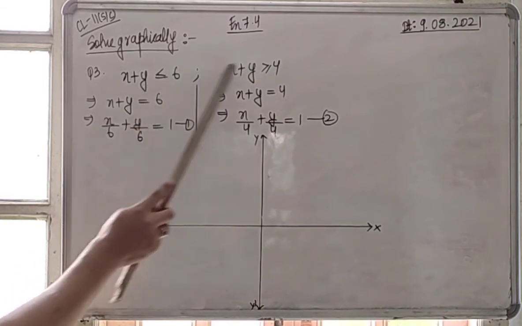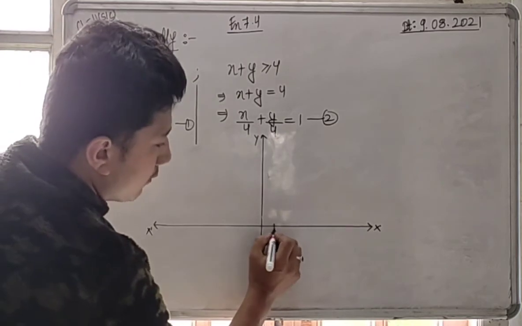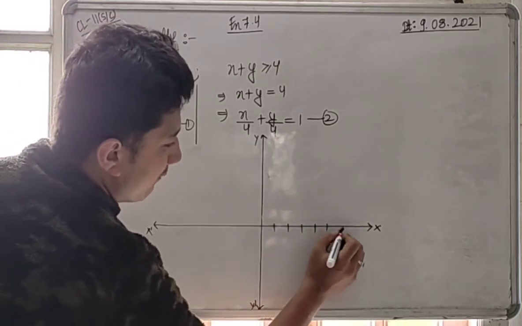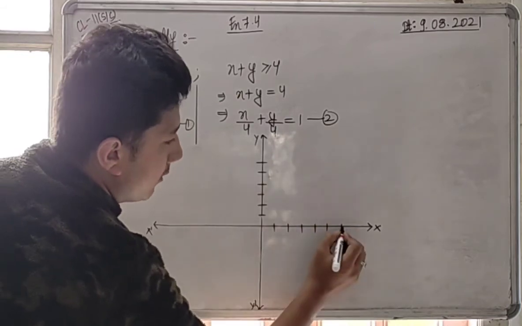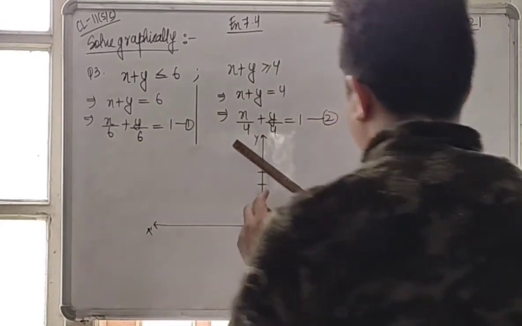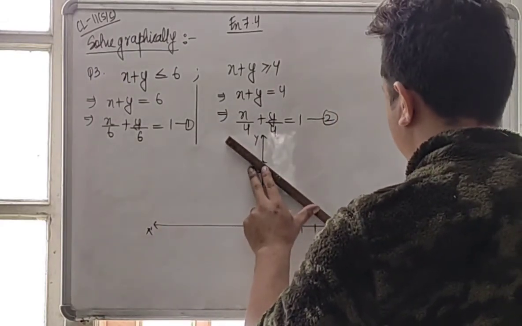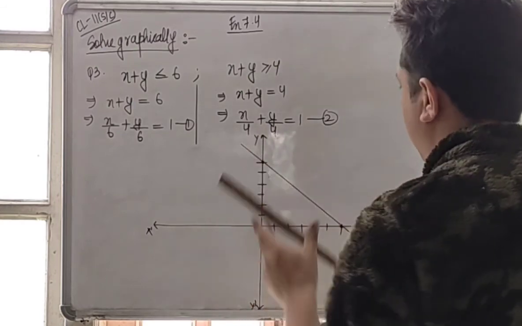Both of the straight lines are included, so there is no need to make dotted lines here. It will be just the straight lines. So plot the points on the x-axis 6 units, on the y-axis 6 units, right? So 1, 2, 3, 4, 5 and 6. If I join these 2 points, I get a straight line which will be this.